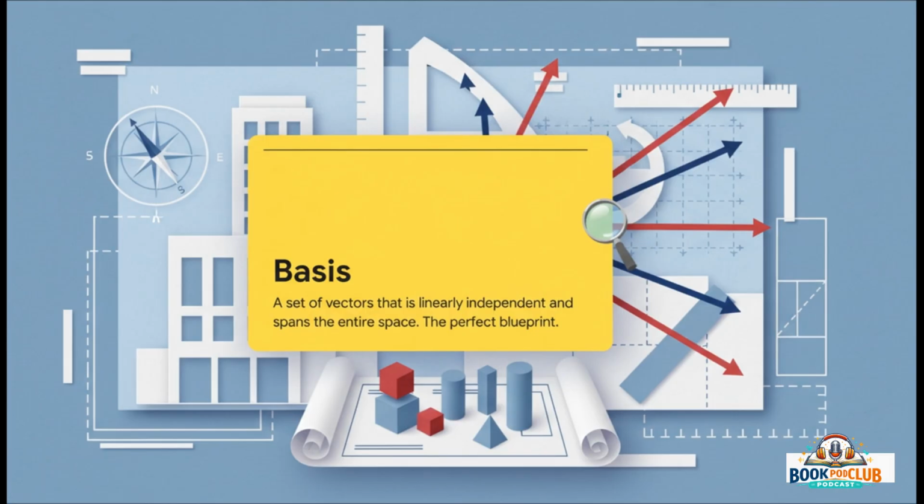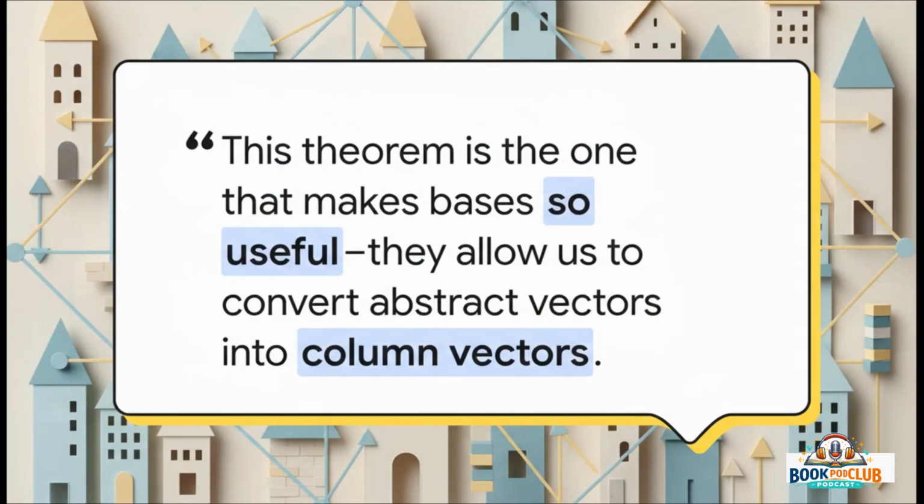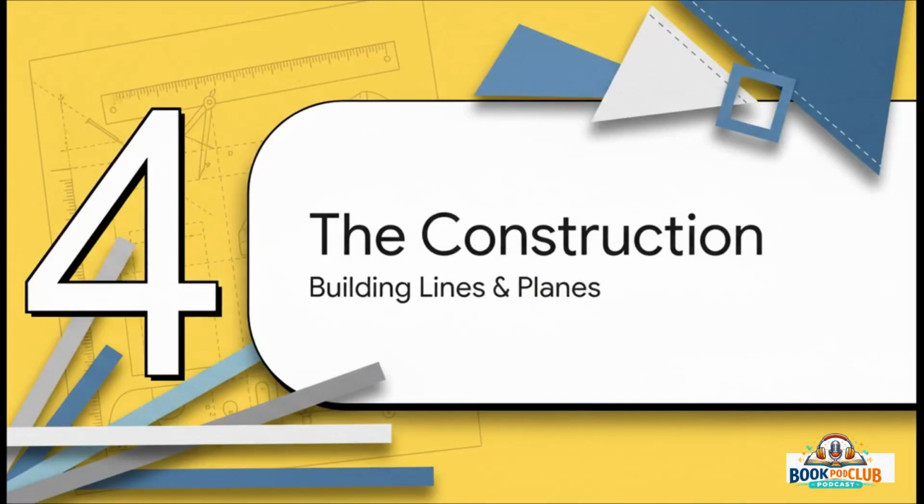A basis is the architect's perfect blueprint. It is the smallest, most efficient set of instructions you need to build your entire world. And this is the real power of a basis. It's not just a neat theory. A basis gives us a coordinate system. It lets us assign a unique address, like a column of numbers, to every single point in our space. This is the crucial bridge that turns these abstract geometric ideas into concrete numbers that a computer can actually work with.